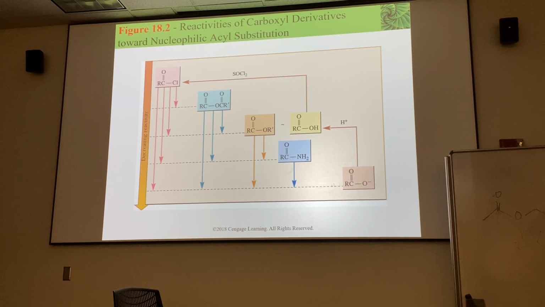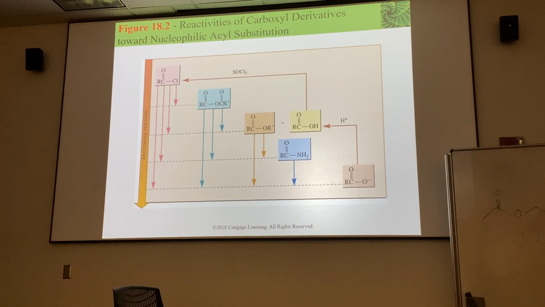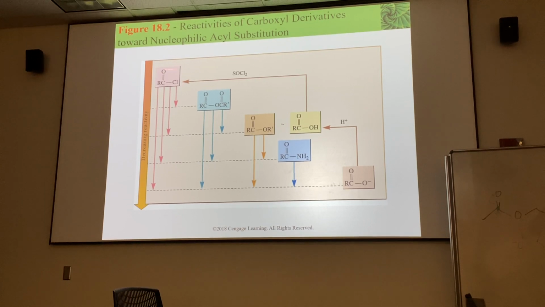protonate a carboxylate, deprotonated carboxylic acid, and then from there you can go uphill with SOCl2. Only ways to go uphill. Everything else is downhill. So that means this can be turned into any of those, whereas this can be turned into any of them except for an acid chloride. This is an anhydride. You can turn a carboxylic acid or an ester into any of these, but, well, you can't turn an ester at least into an acid anhydride or an acid chloride.